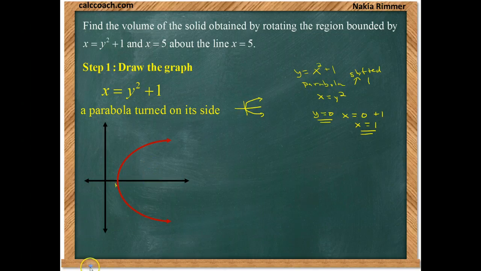Okay, now we have the line x equals 5. We'll just label this as 5. And we want the region that's bounded by these. So we're talking about this interior region here. And what we're going to revolve that around is the line x equals 5 again. And so we're done with step 1. We figured out exactly what the graph of the region looks like. And now we want to move on to step 2.